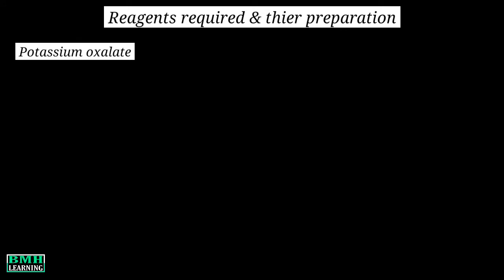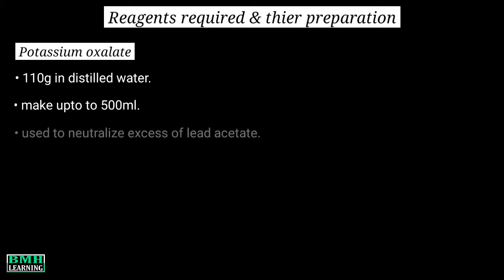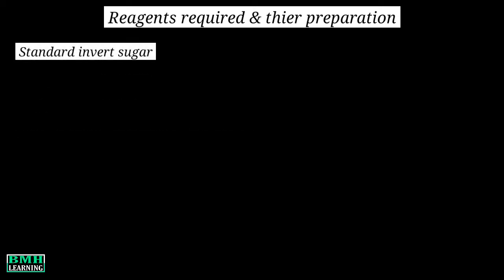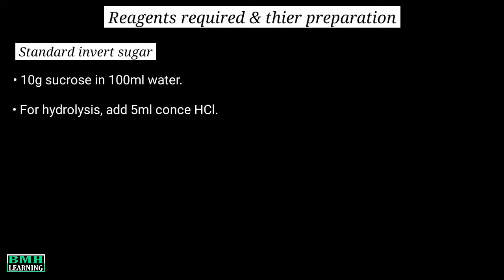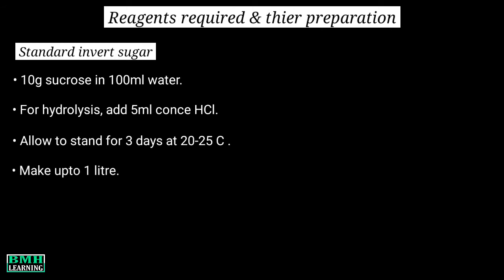Potassium oxalate solution. 110 gram of potassium oxalate is dissolved in distilled water. Make the volume to 500 ml by adding distilled water. It's used for neutralizing excess of lead acetate. Standard invert sugar. 10 gram of sucrose is dissolved in 100 ml water. For hydrolysis, add 5 ml concentrated HCl. Allow to stand for 3 days at 20 to 25 degrees centigrade. Make the volume to 1 liter.